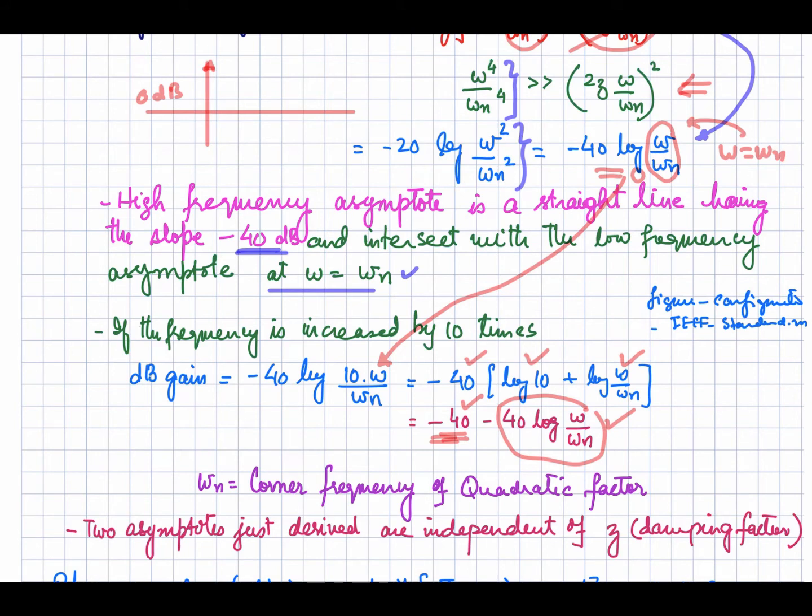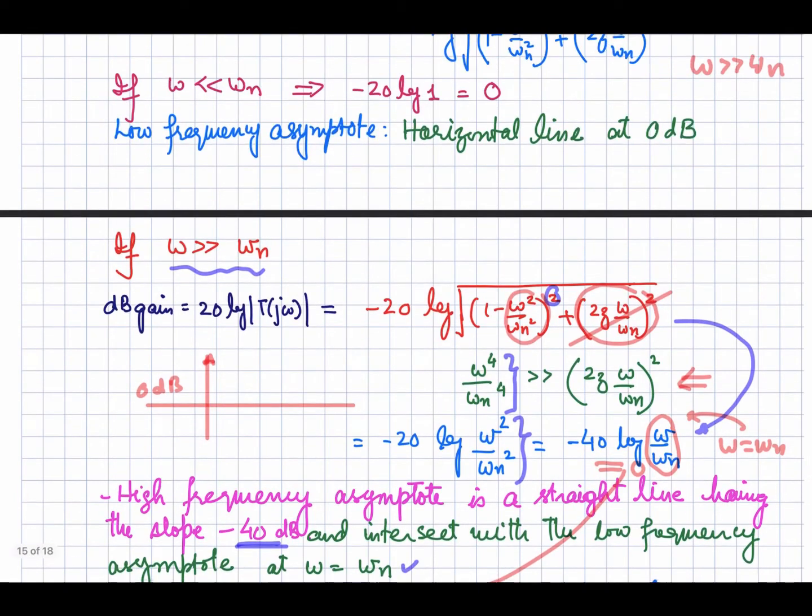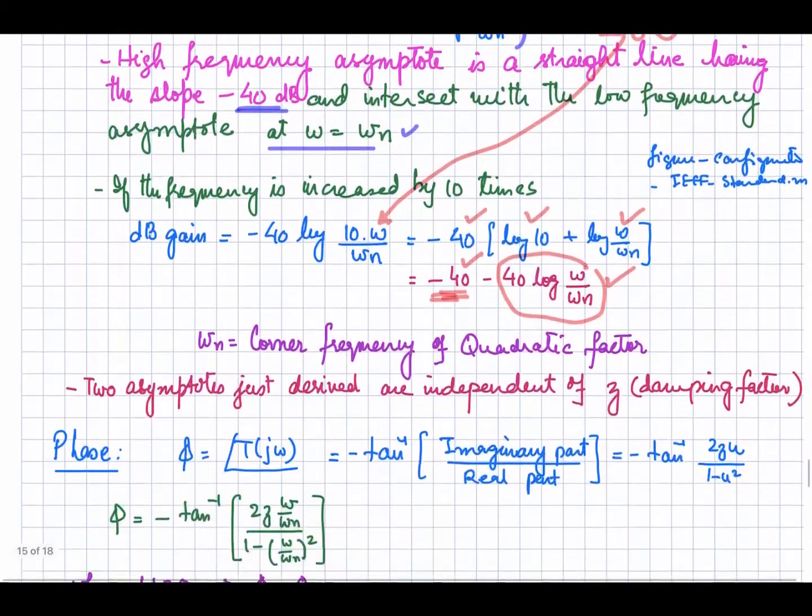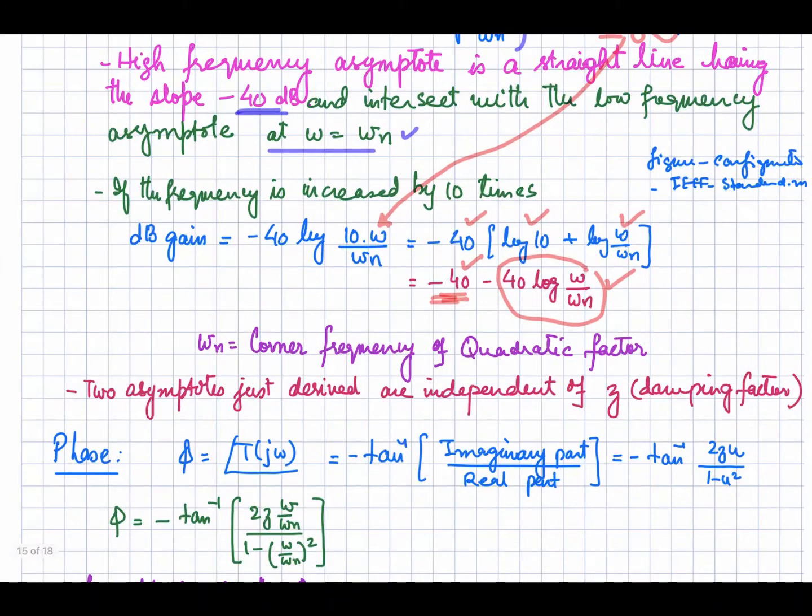So basically, after the corner frequency, the gain will be decreasing by 40 dB for every decade. So omega n is the corner frequency of this quadratic factor, or the second order system having two complex conjugate poles. Okay, so we have derived two asymptotes for this system. One is the low frequency asymptote, that will be a horizontal line at 0 dB, and the high frequency asymptote, that will be the line having the slope of minus 40 dB and will intersect the frequency axis at the natural frequency or the corner frequency of the system.